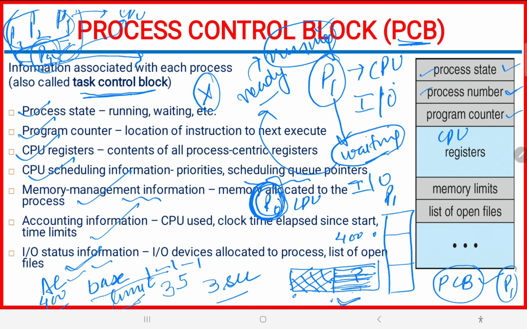Now the question arises: because P0 was executing, whatever values were held in the PCB for P0, that state is saved now. Why is it saved now? Because P0 has not yet been completed. It was stopped in between because a higher priority process came and was given allocation of the CPU. So P0 switches from the running state to the ready state.